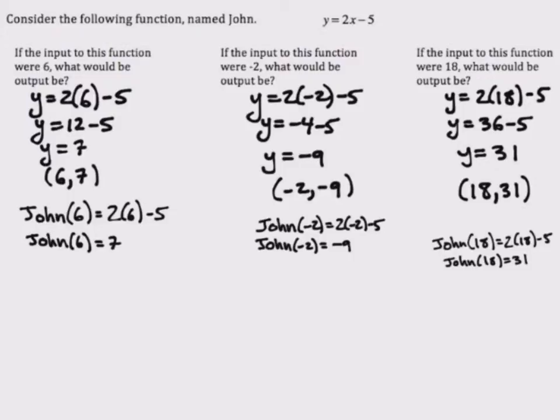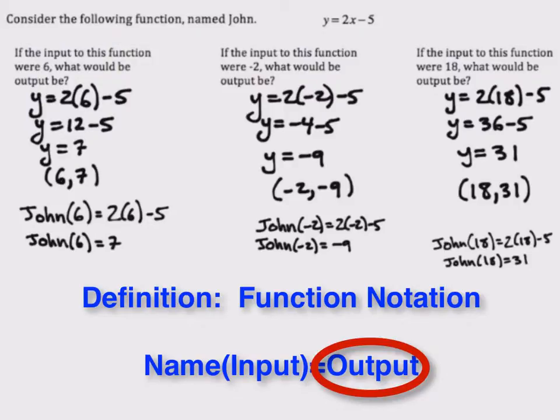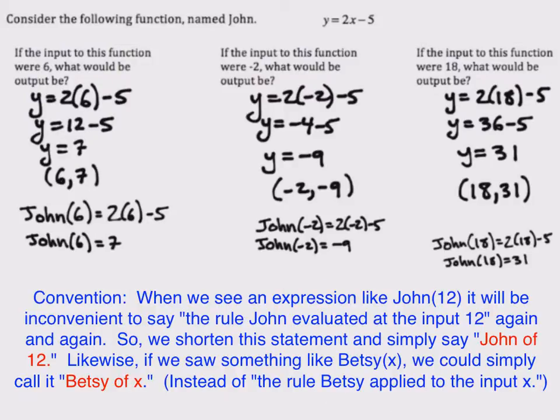doing it. And the way to write function notation is you write the name of the function, and then in parentheses what the input is, and then that equals whatever the corresponding output is. Now, by convention, when we see an expression like John parentheses 12, it's a little inconvenient to have to say the rule John evaluated at the input 12 again and again. So we shorten this statement and we simply say John of 12. Likewise, if we saw something like Betsy parentheses x, we could just say Betsy of x, where Betsy is the name of the function or the rule, and x is just a variable to represent our input.